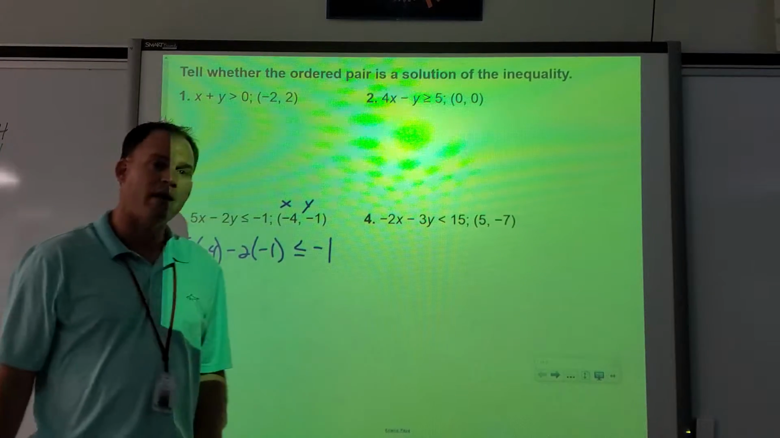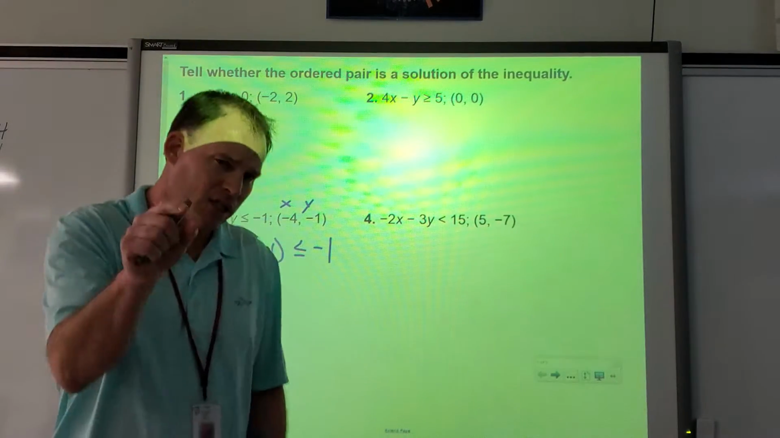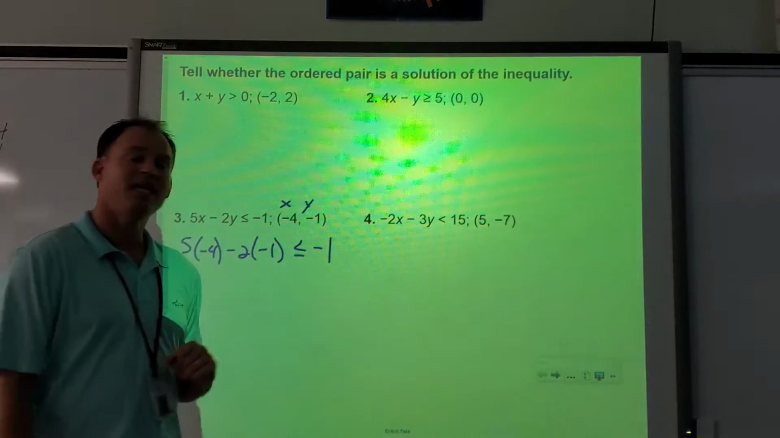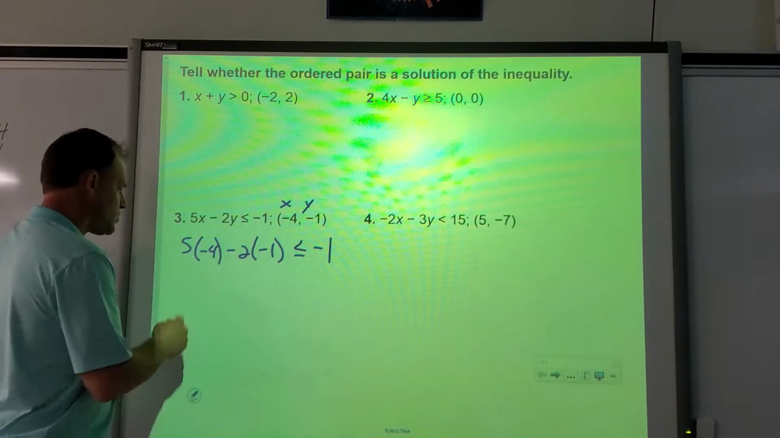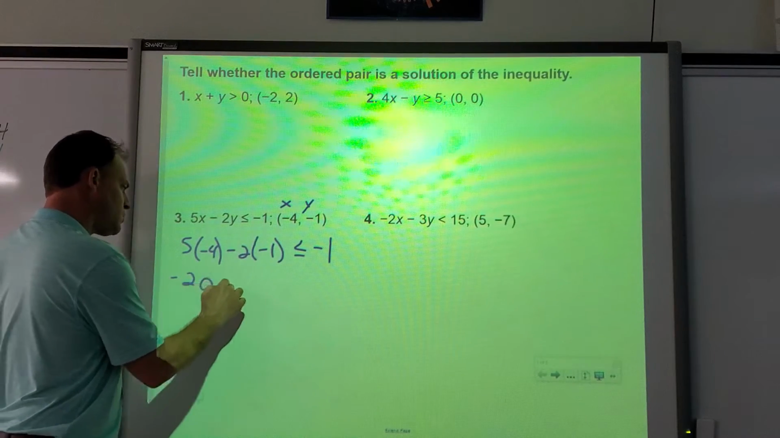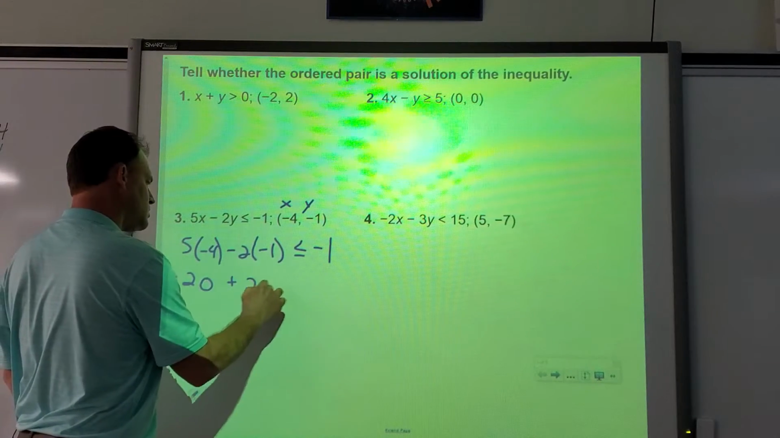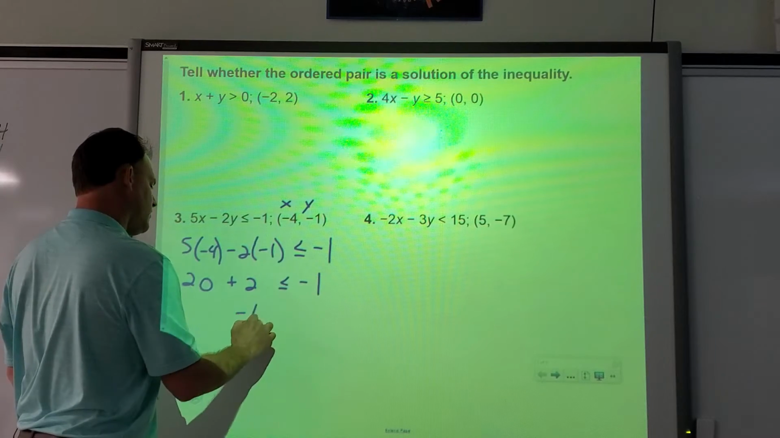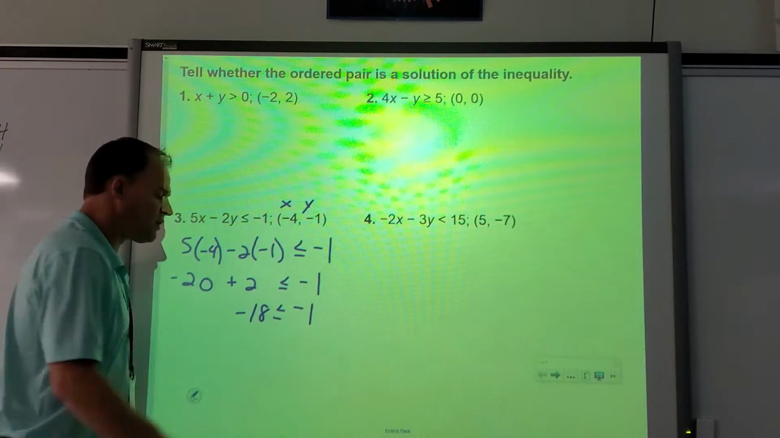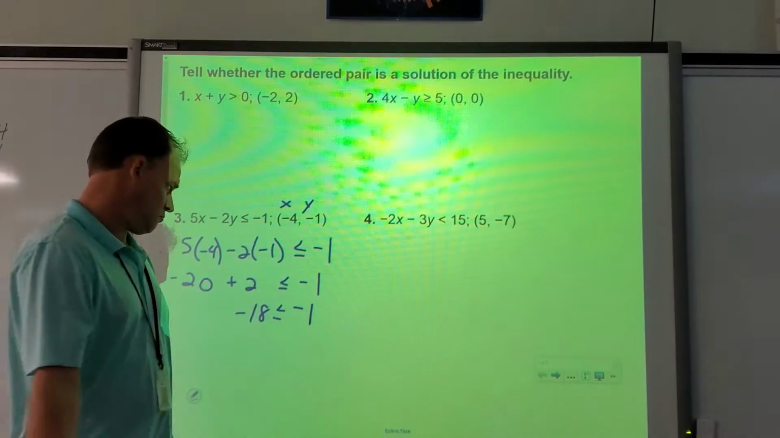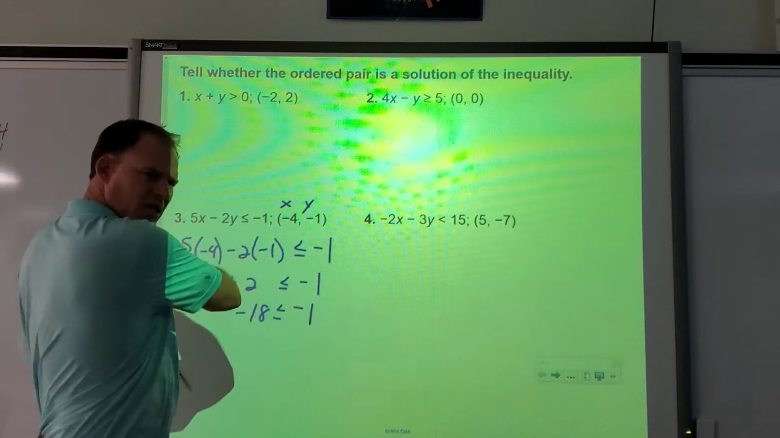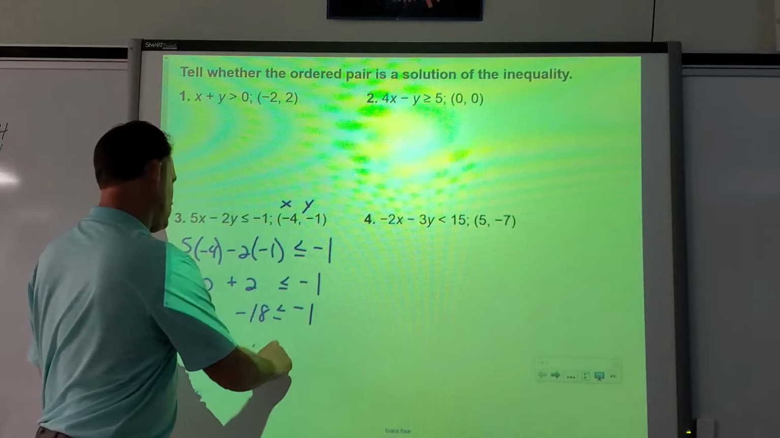And by now you may have noticed there's a slight change with what we're doing. We have inequalities in our problems today. So -20 plus 2, -18. Is -18 less than or equal to -1? Yeah, much less. So, true, yes.